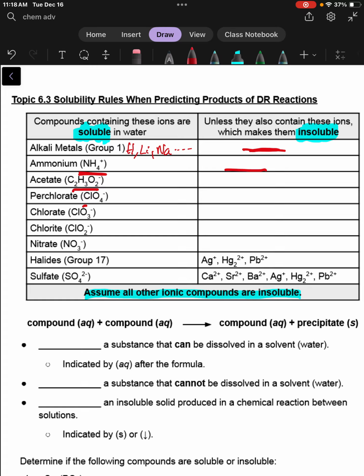Every acetate, every chlorate, perchlorate, everything is soluble. And nitrate is also soluble.